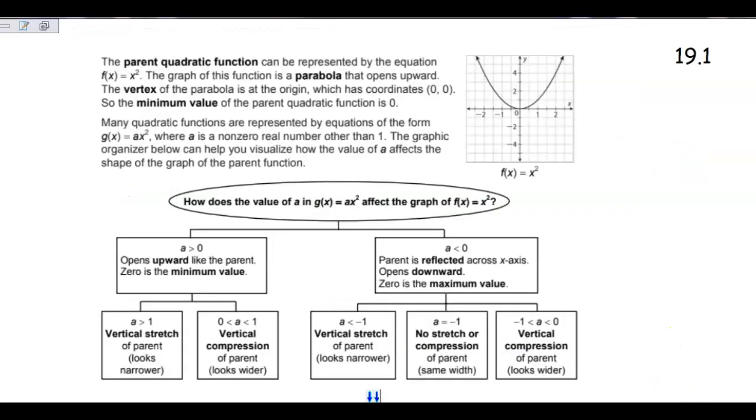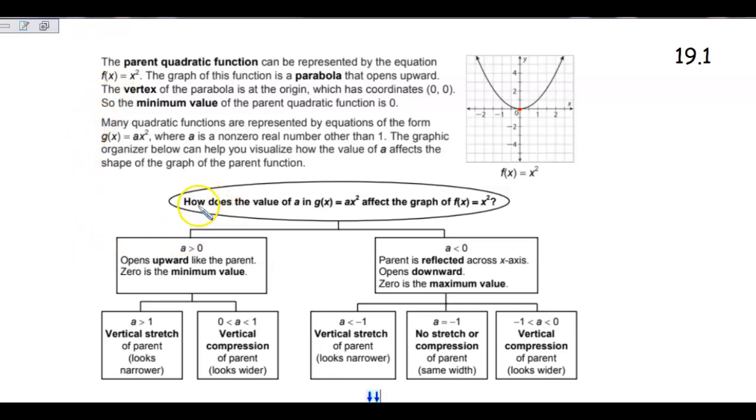So this is reading strategies. I included it in your note packet. This is for 19.1. It talks about the parent. So this here is an example of a parent. The vertex is at 0, 0. It is opening up, so it is a positive a. It's opening wide, and so it has a stretch. And this is what you call a parent quadratic function.